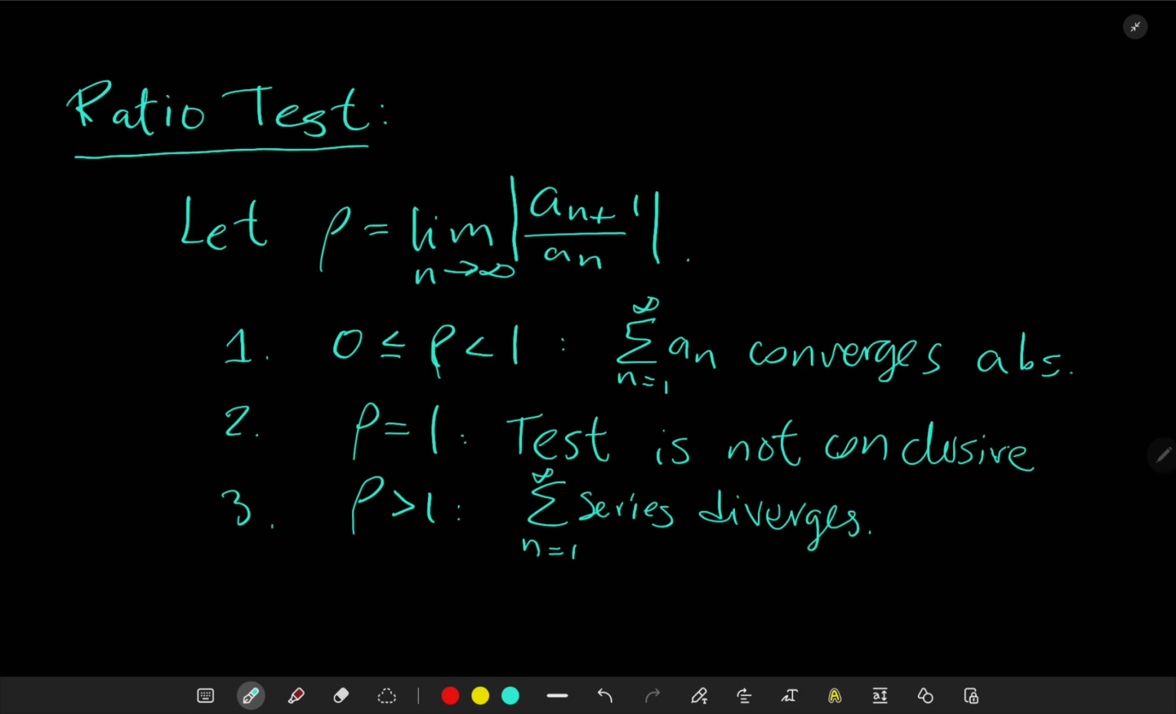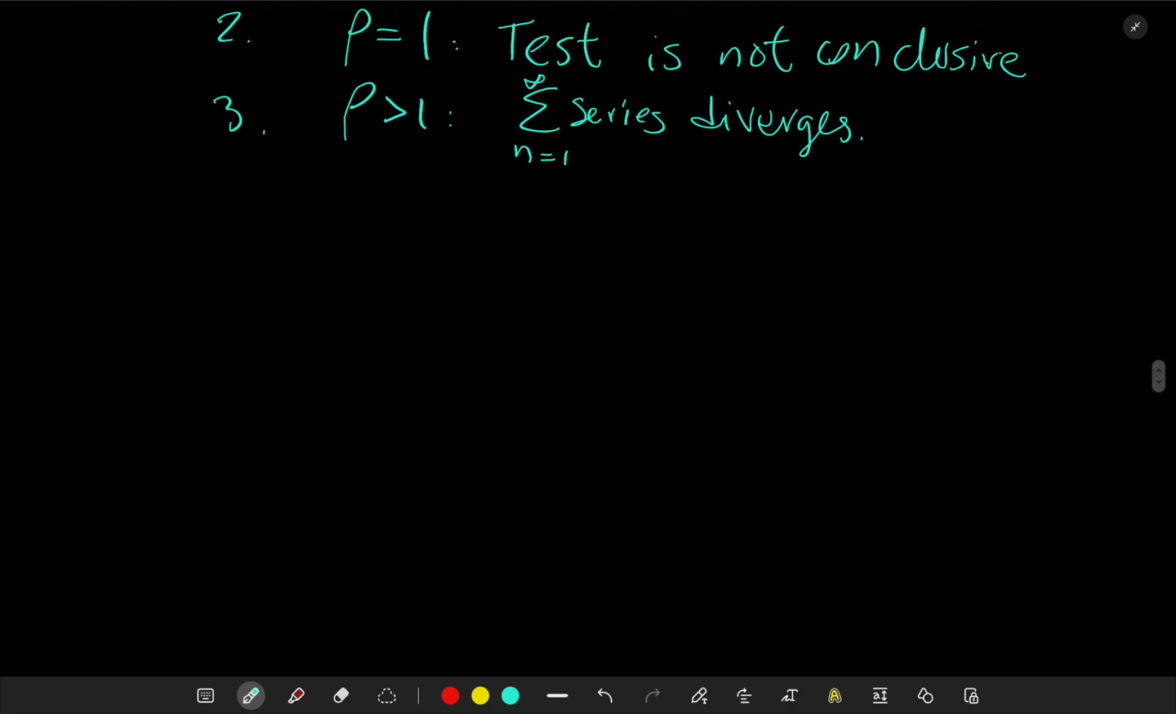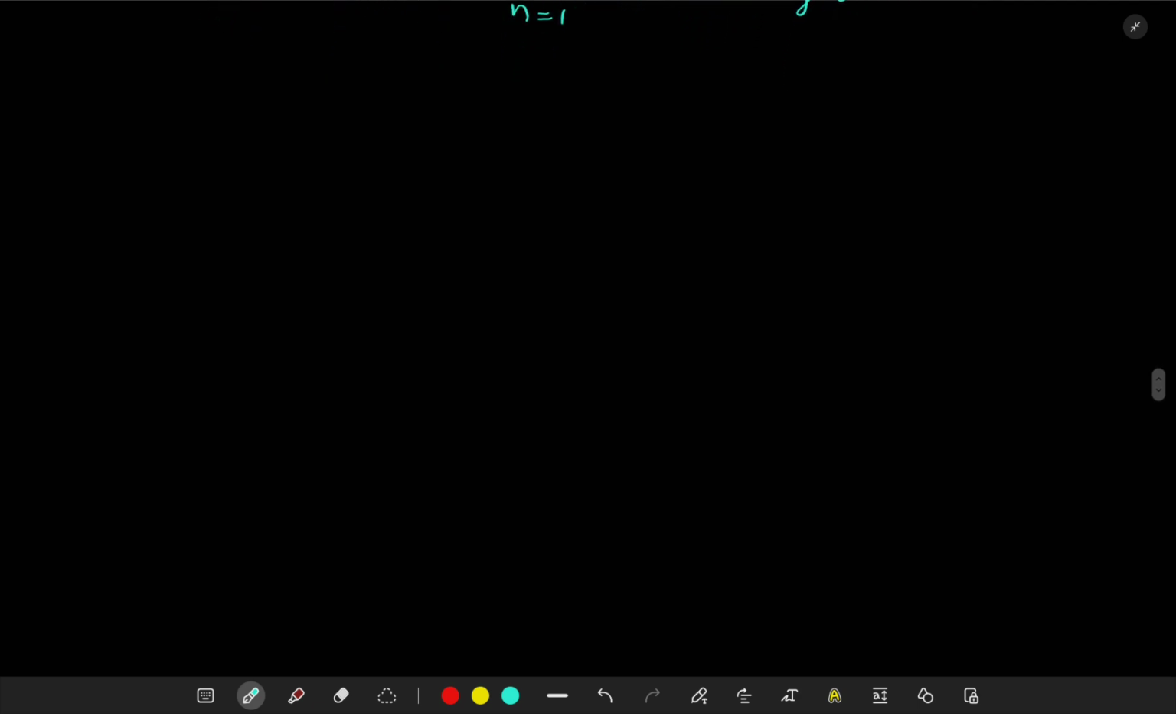So in number 2, what can happen is that at rho equals 1, the series converges, but only conditionally. It could also converge absolutely, but the ratio test is not conclusive. It's just that you don't know. It could also diverge, so anything can happen in that situation. Let's take a look at a couple of examples for this, and then we're going to talk about the root test.